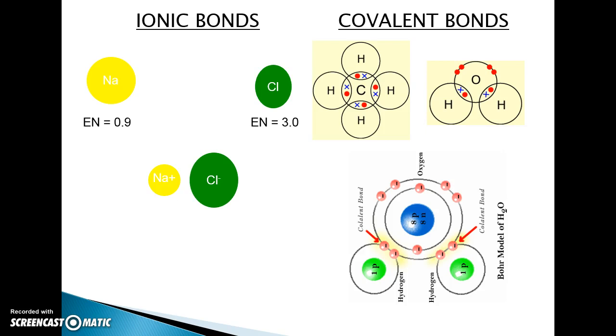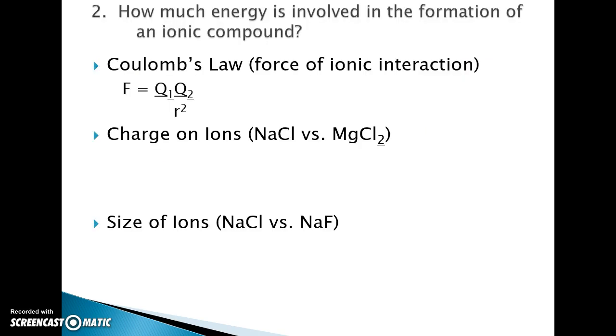This is just a visual. As you can see in the ionic bond, and I use that term loosely because it's not a true bond, it's just oppositely charged ions that are attracted to each other, whereas in the covalent bond, there's actually shared electron pairs.